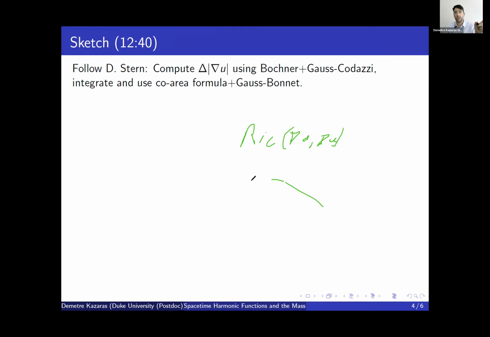You can interpret the gradient of u as a normal field to a level set, sigma t. So now this Ricci curvature term in the Bochner formula is the Ricci curvature in a direction normal to a surface. And now you can use the Gauss-Codazzi equations to break up the curvature of the three-dimensional manifold in terms of these surfaces. The idea now is you have chosen the right power of the gradient of u so that when you do this, the Gauss curvature of the level set appears in such a way that you can use Gauss-Bonnet. Okay. In particular, what he showed in, was there a question?